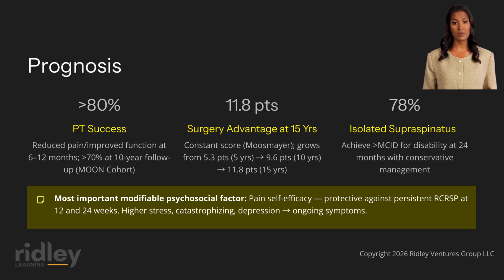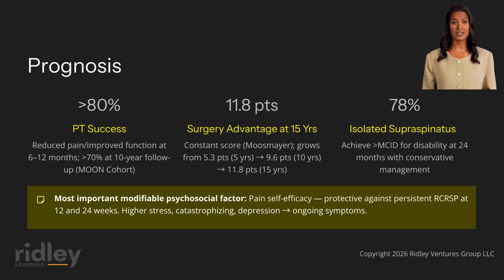At 15-year follow-up, the Moosmayer randomized trial showed that differences between surgery and physiotherapy become more pronounced over time, with the Constant score mean difference increasing from 5.3 points at 5 years to 9.6 points at 10 years, a finding that was statistically significant and reliably supported across the study data, and highly unlikely to be due to chance, to 11.8 points at 15 years, reaching strong statistical significance and almost certainly reflecting a true and growing treatment advantage. So while physiotherapy provides durable benefit, surgical repair may offer incrementally greater long-term improvement.